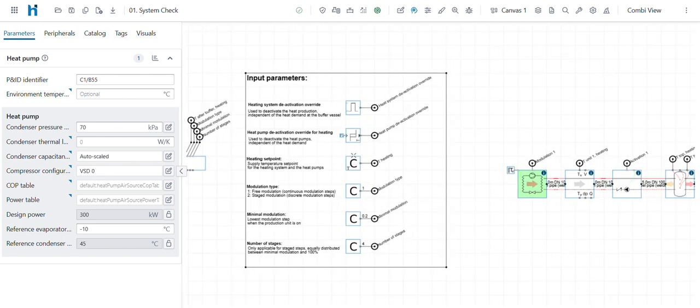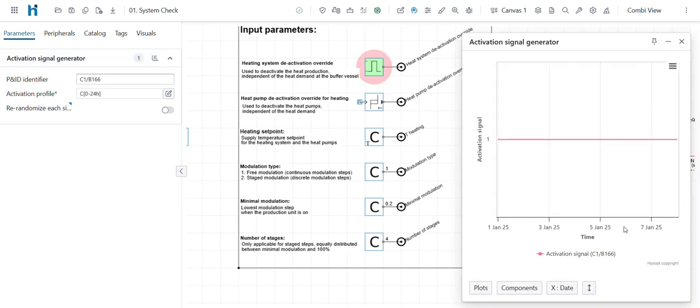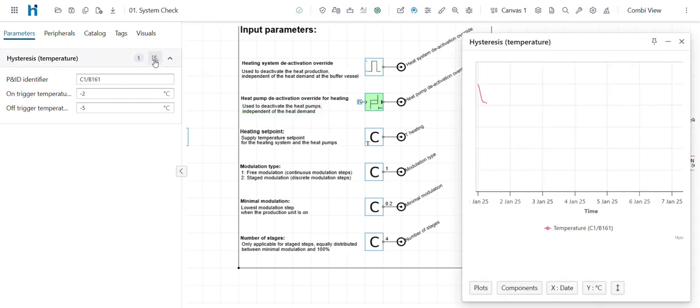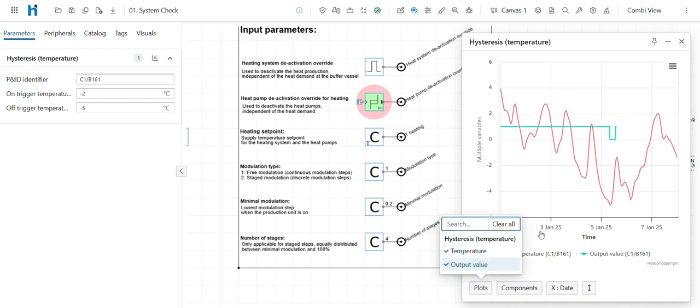So if I go into those controls, we've got our activation signal, which is in this case always on. Then we've got our activation with respect to the exterior air temperature. So here we can see the exterior air temperatures. And here, I think this might be the problem. We can see we've got an off trigger at an evaporator temperature of -5. And here we're going below -5. So if I look at my output value, yes, exactly. We can see that our system is being turned off.